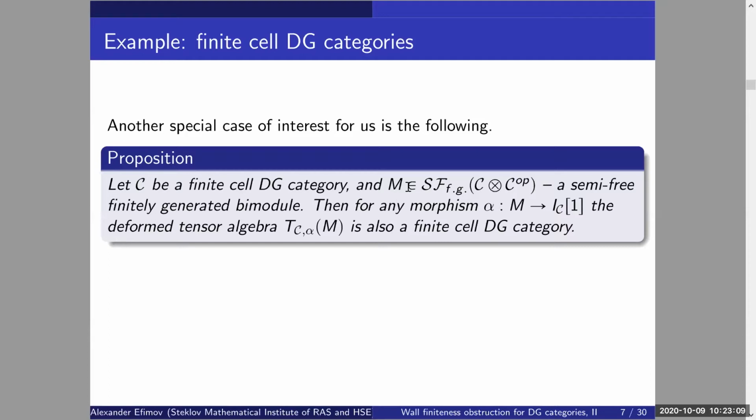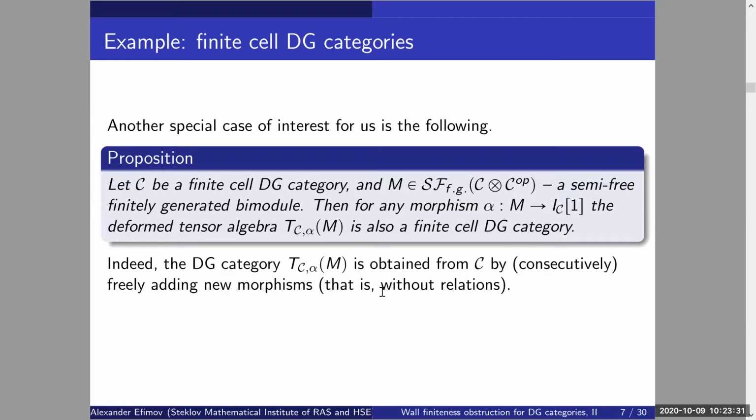If you have any semi-free finitely generated bimodule over C tensor C opposite, then any morphism to the diagonal is twisted by 1. So if we take the deformed tensor algebra, it is still a finite cell DG category. It's quite easy to check. What happens is basically this deformed tensor algebra is obtained from C by consecutively adding new morphisms without relations, and with these standard conditions on the differential. So everything is ordered here.